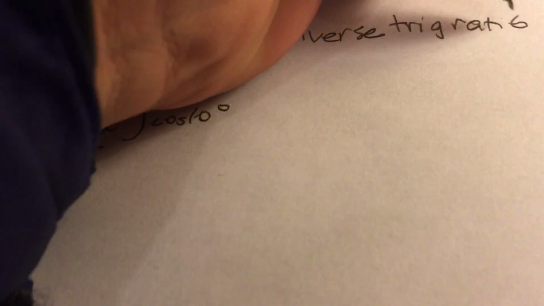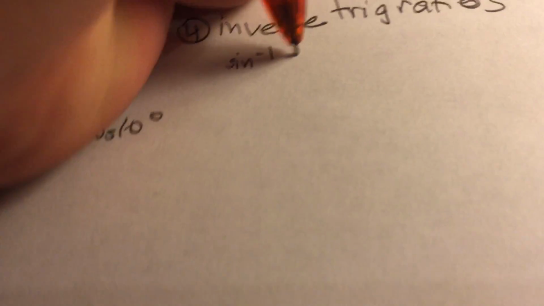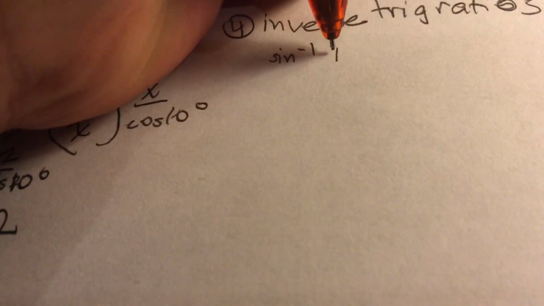And then yesterday, we learned how to do inverse trig ratios. Sorry, my voice is horrible. So sine, inverse sine, cosine, inverse cosine, and inverse tan. You can call that tan.